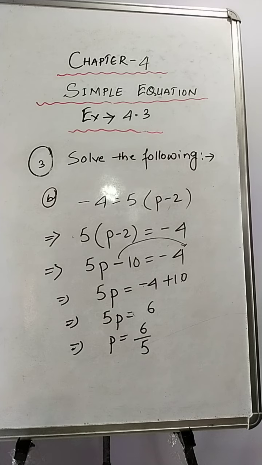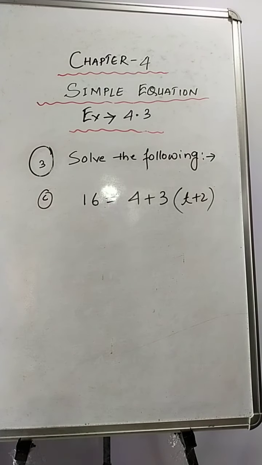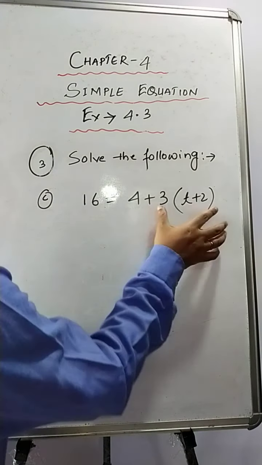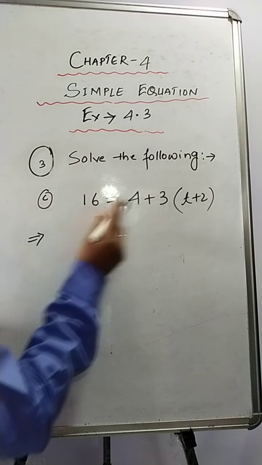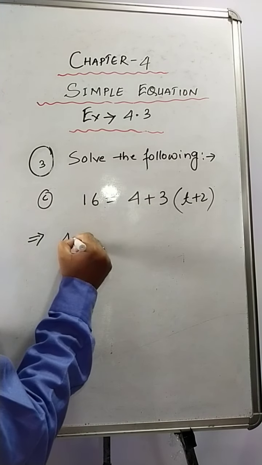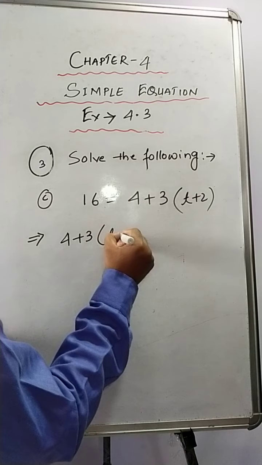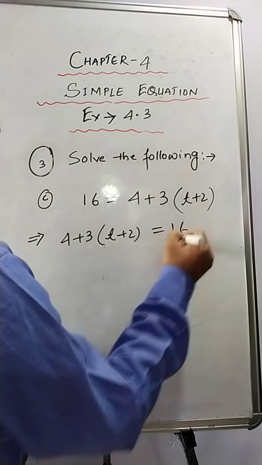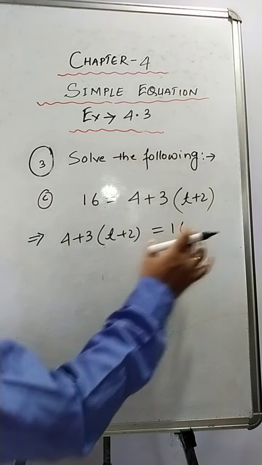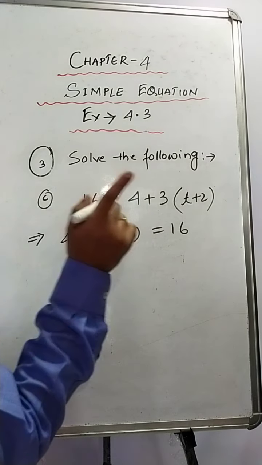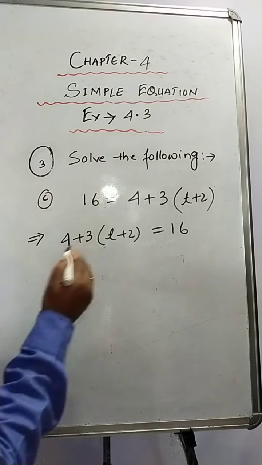Let's move on to sum number C. Now sum number C is very important. Now this we can write in the other format also. That is, first we'll write this one. That is 4 plus 3(t plus 2), and that would be equals to 16. Now in this type of question we have to first open the bracket. Always remember, you will first open the bracket.